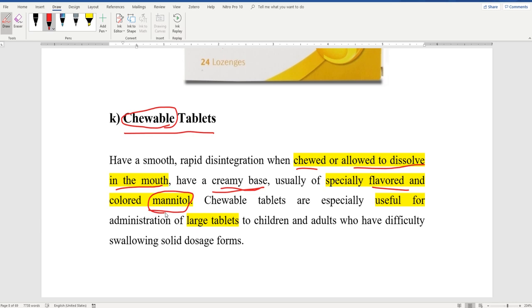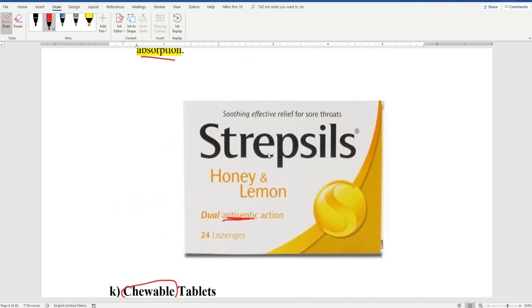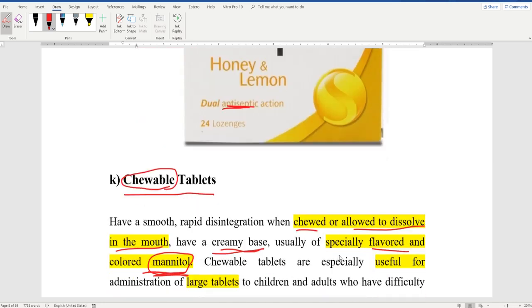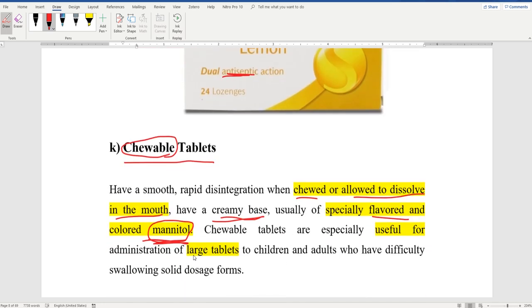When this dissolves in the mouth, by chewing, sucking, or allowing it to dissolve, it gives a cooling sensation. That's why it's commonly used for chewable tablets as a sweetening agent. Because chewable tablets are usually large, the same as in the case of Strepsils, you cannot swallow them, but you can chew them. Because you can chew them, they're suitable for children and adults who have difficulty swallowing other solid dosage forms.